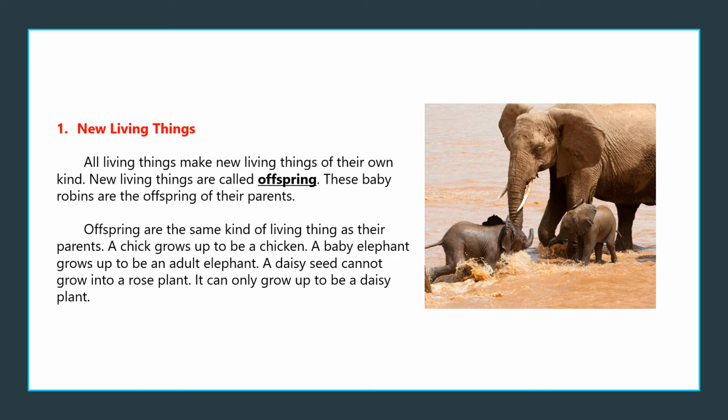A chick grows up to be a chicken. A baby elephant grows up to be an adult elephant. A daisy seed cannot grow into a rose plant. It can only grow up to be a daisy plant.